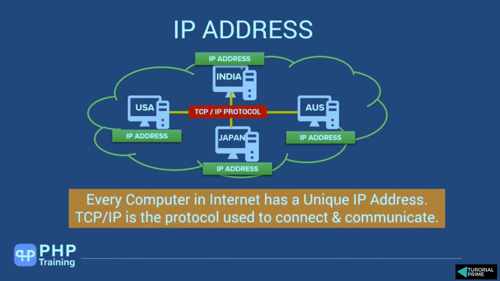So every computer in the internet has a unique IP address, and TCP/IP is a protocol used to connect and communicate. Remember these definitions: what an IP address is, what TCP/IP is, what the purpose of TCP/IP is, how IP addresses are assigned to the computers, and why you need a unique IP address in the internet, which is just to find themselves and establish communication.